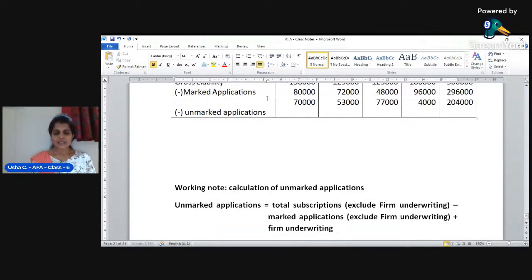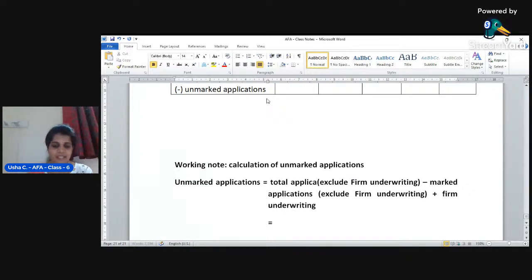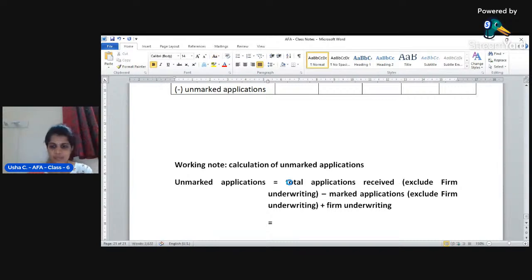Now, let us substitute the values here by knowing the total subscription. What's the total subscription here? Total issue of shares is 5 lakh shares, right? But whereas total subscription is nothing but applications received. If in case you are getting confused, you can write this as total applications received, or total application money received.